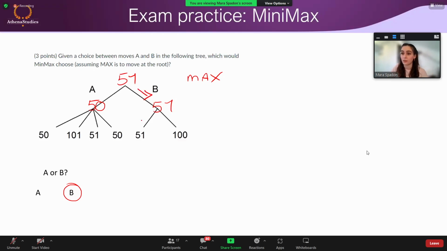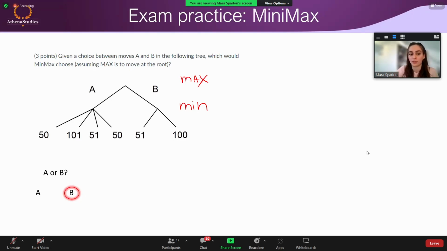So B is indeed the correct one. Max will choose the value of B that way. Yes. So let's check. B is indeed the correct answer. I think most of you got this one. Is it clear for the rest as well? So this is kind of tricky that it says Max is to move at the root. So it is not the first one in the go. Yeah. So we have Min and then we have Max. And that is why. Okay, great. Just checking for the rest. So B is indeed the correct answer.